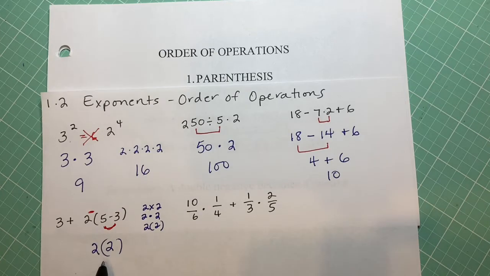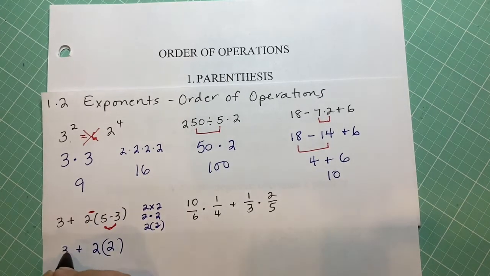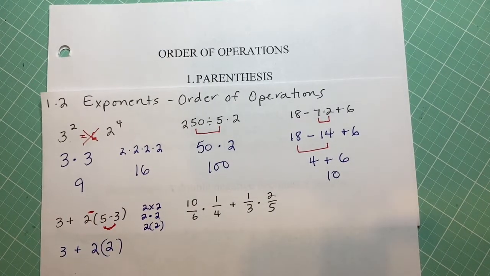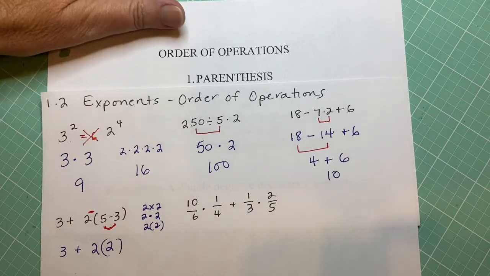So I get rid of my subtraction, bring down everything else. Now the biggest mistake people make on this one is they want to say 3 plus 2 is 5 times 2 is 10, and you just miss the whole problem because you've got to do your steps.